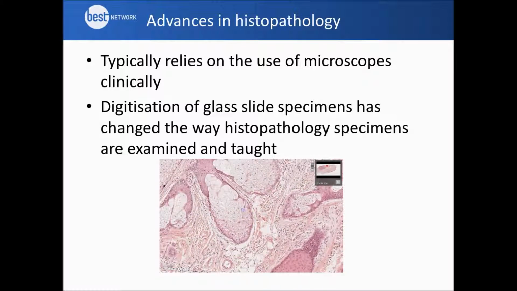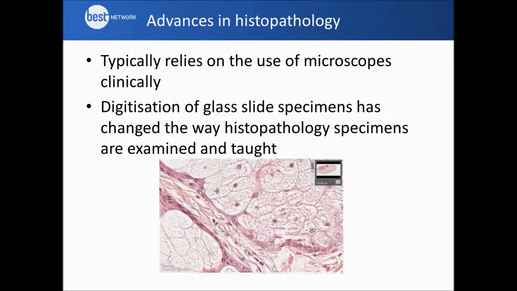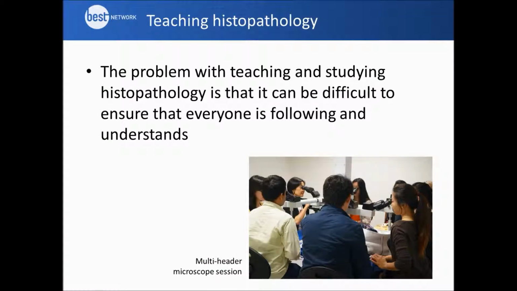Digital pathology has also changed histopathology at the clinical level, with the possibility of rapidly sharing images globally for diagnosis. The problem with teaching and studying histopathology is that it can be difficult to ensure that everyone is following and understands. The image here shows a multi-header microscope session, led by a pathologist, who controls the microscope while the students all look down eyepieces at the same feature. The histopathologist points out features using an arrowhead under the microscope and asks questions for the students to ensure that they understand. The downside to using a multi-header microscope is that it's only available for relatively small numbers of students.